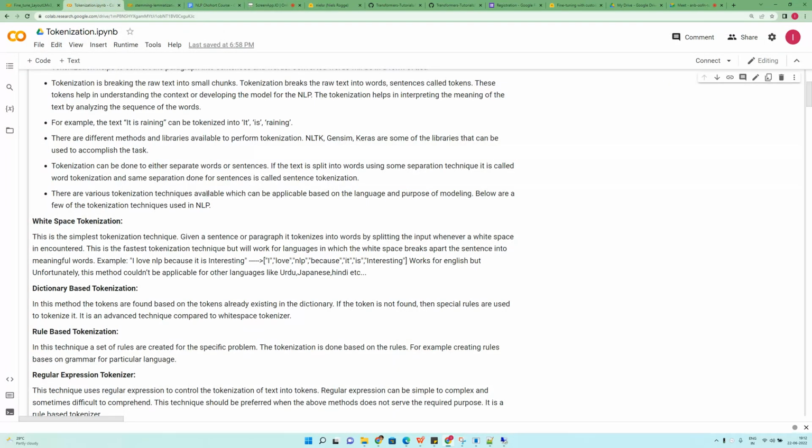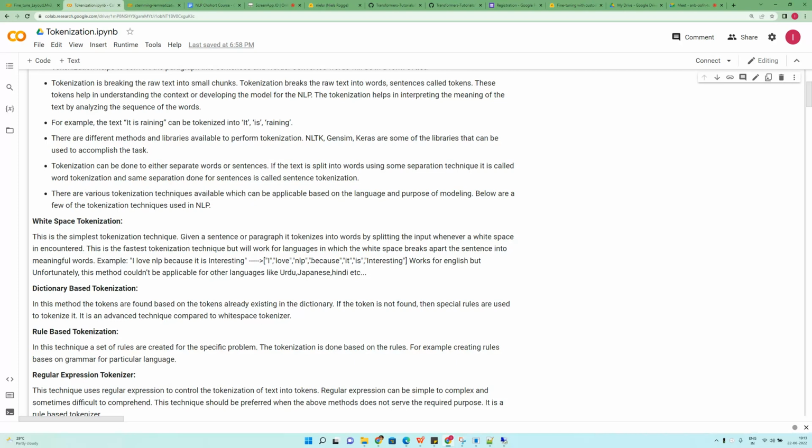Okay. So the first one is white space tokenization. What we mean by white space tokenization is that you will just divide the sentence based on spaces. So let's say the sentence is: I love NLP because it is interesting. Using white space tokenization, you will just divide this sentence into words based on the spaces between them. So here we have a space after I, after love, after NLP, after because, after it, and after is. So it will divide into I, love, NLP, because, it, is, interesting. So you divide that sentence into multiple words and you get the output in the form of a list. This is how we do it with white space tokenization.